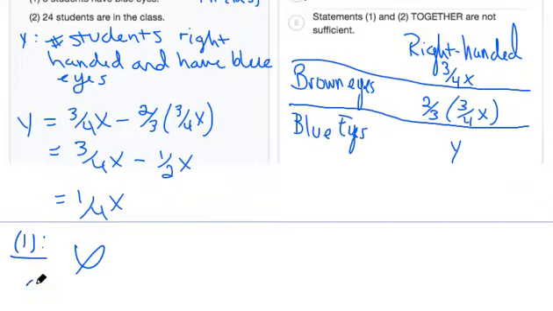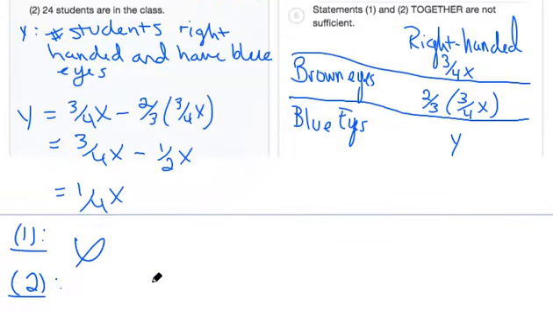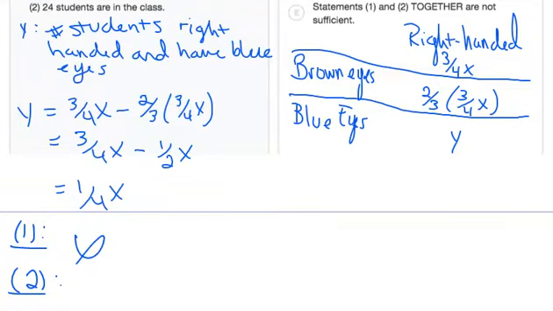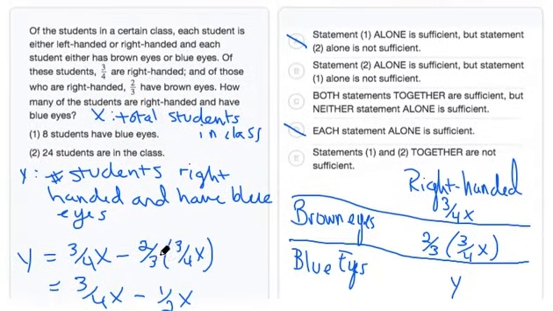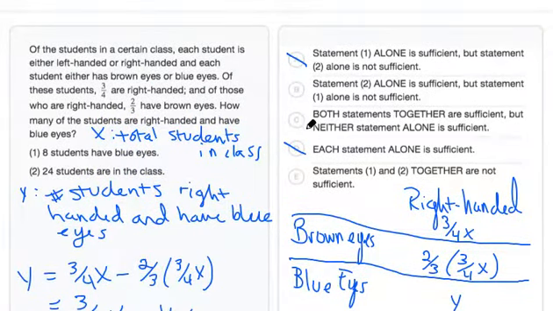For statement 2, it's given that 24 students are in the class. This tells us that X is equal to 24. Since we know the value of X, we can determine the value of Y. So this statement alone is sufficient. Thus, we can scroll back up and eliminate answer choices C and E. And our final answer choice is answer choice B. Statement 2 alone is sufficient, but statement 1 alone is not sufficient.